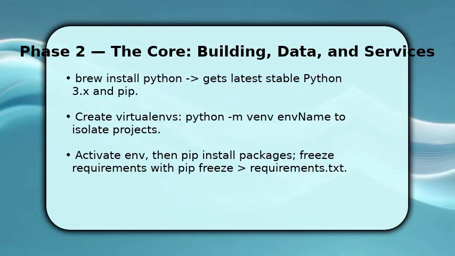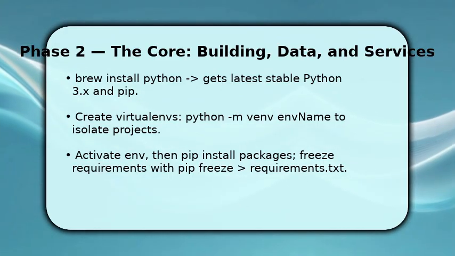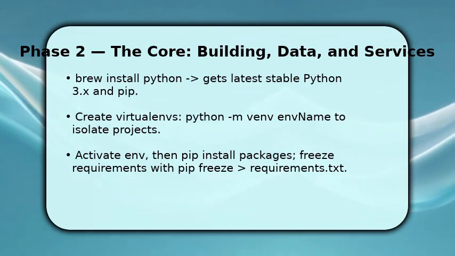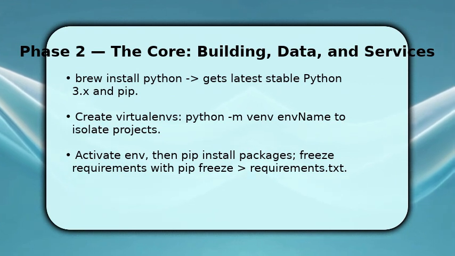Once active, use pip to install libraries and lock dependencies with pip freeze > requirements.txt. This prevents system conflicts and ensures your code runs the same on other machines or CI servers.